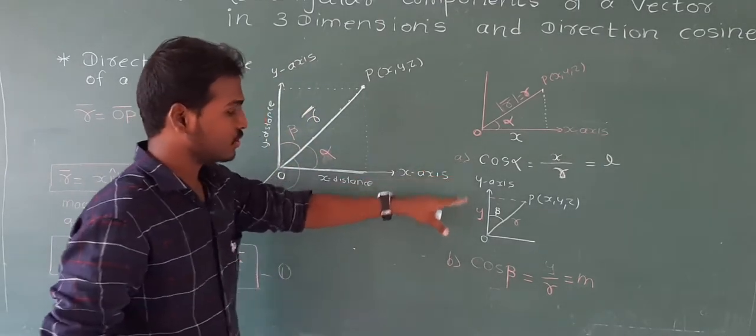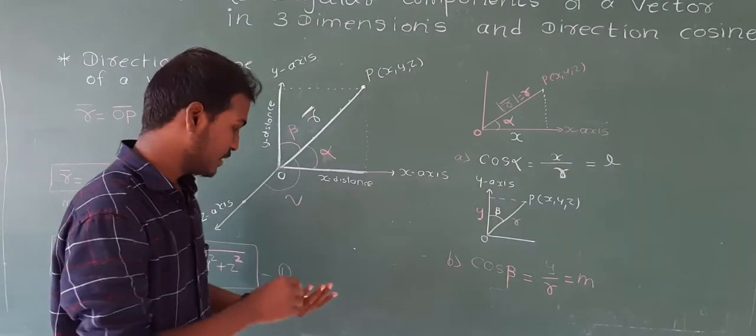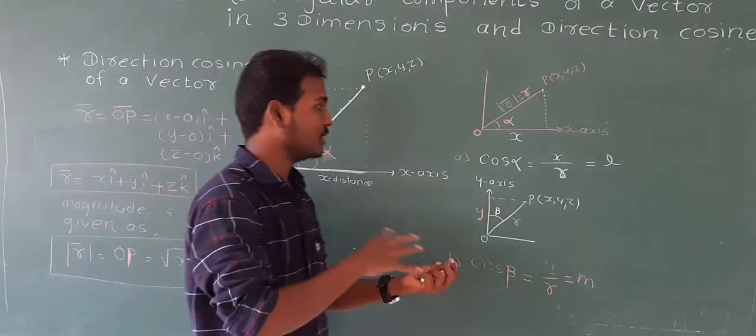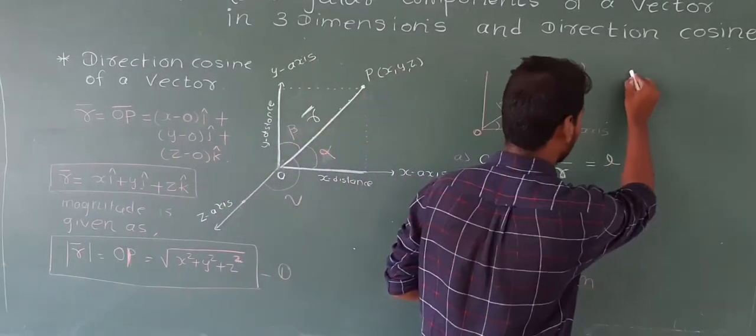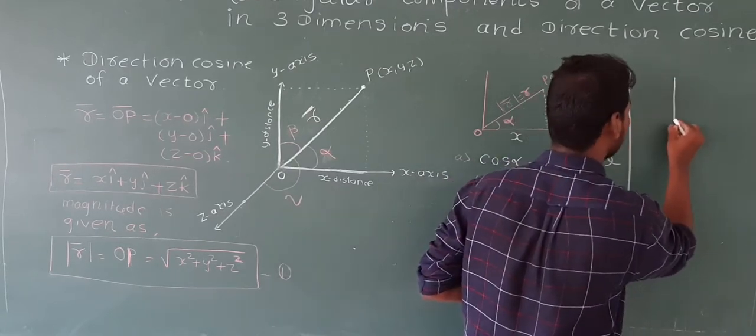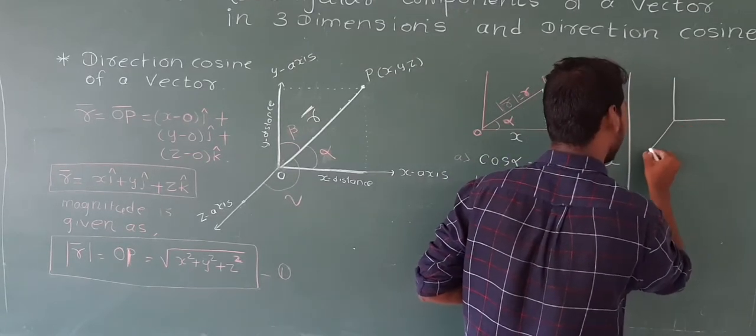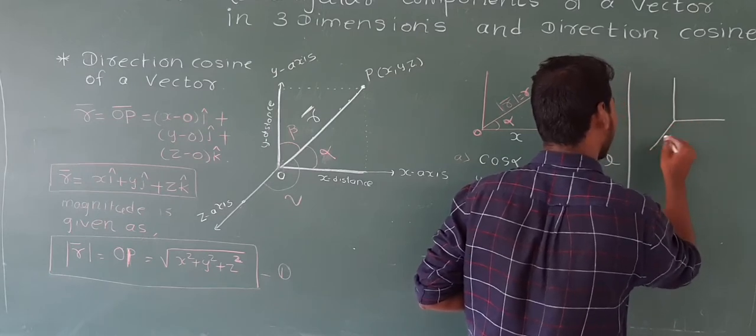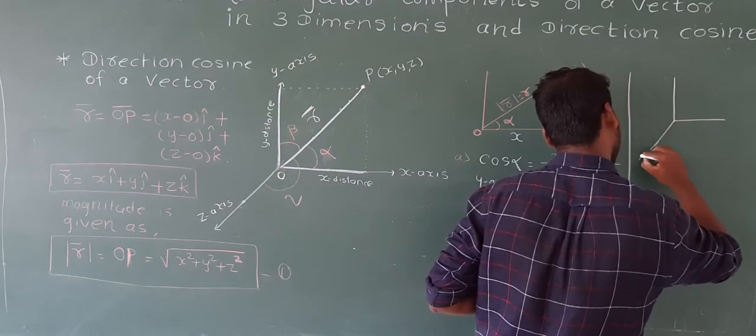This is the first direction cosine, this is the second direction cosine. The remaining direction cosine is along the z axis. So for the third one we have to draw this again. Here we now have the z axis. We will go for only the z axis.